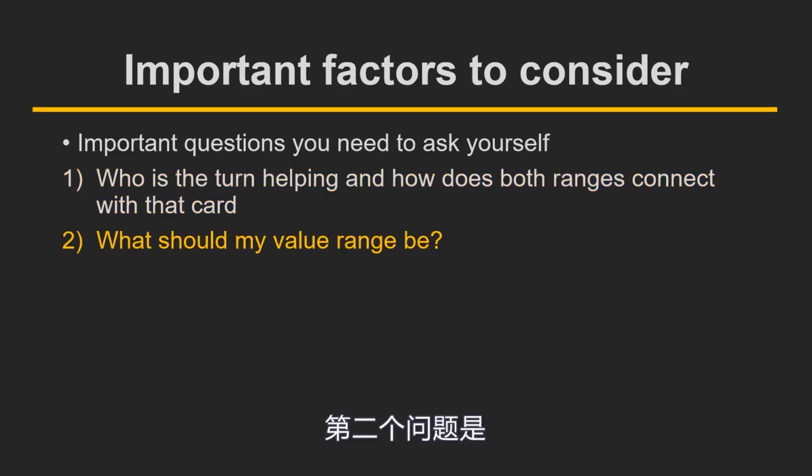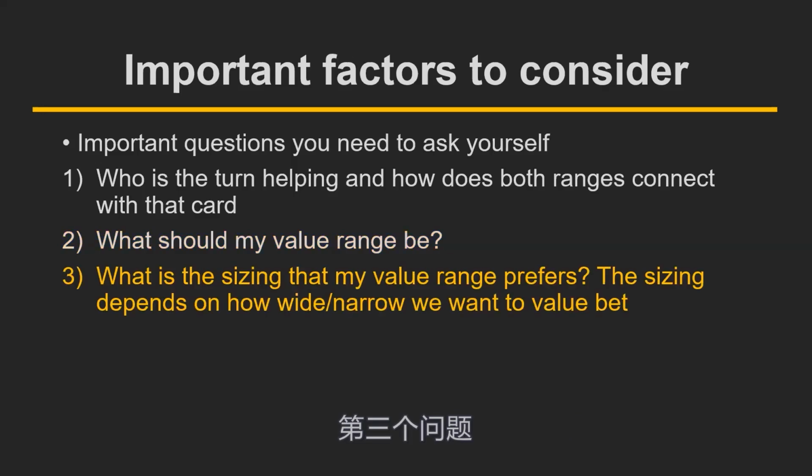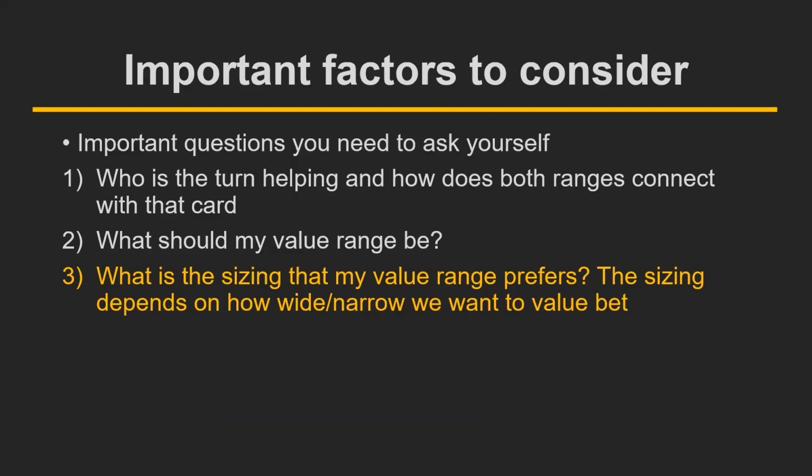The second question you need to ask yourself is, what should my value range be? If it's a spot where you want to be betting super aggressively, you're not going to have the same sizing as in a spot where you are betting a super tight range. Those kinds of questions, like how wide am I going to be value betting on the turn, can really help you decide what sizing fits your range well. The third question is, what is the sizing that my value range prefers? The sizing, like I just mentioned, really depends on how wide or narrow we want to be value betting.